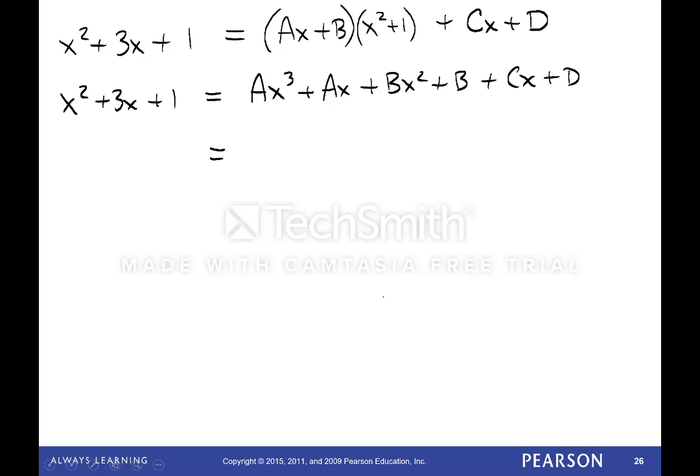And let's gather together things that we know. So there's only 1 x cubed, that's cool. There's only 1 x squared, that's even better. Getting the x's together, I see an ax and a cx. So I'll put those together, and then the loners are b and d, or the constant terms.